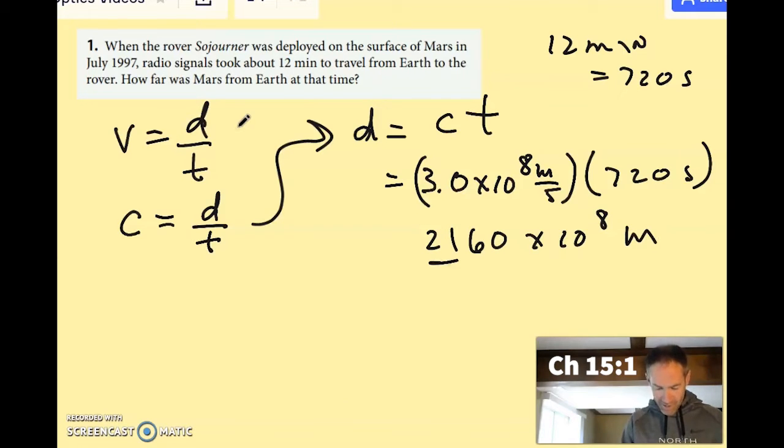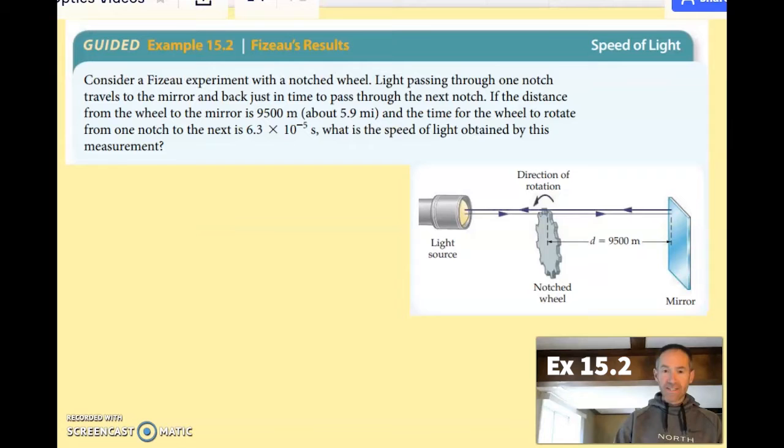And only 2 of those digits are going to be significant. So you might round it to 2200 times 10 to the 8th meters, or you might make it 2.2 times 10 to the 11th meters. Take a look at the example.